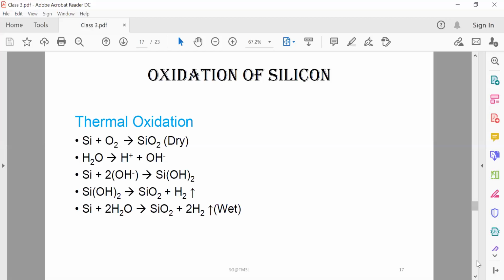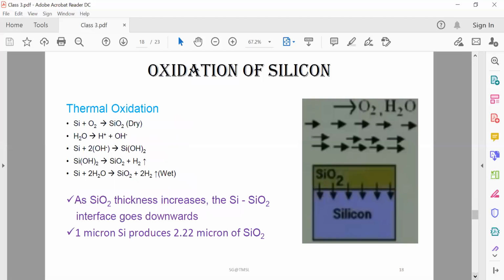Okay, now here certain things are shown. This is silicon, and this is how the oxide is formed. Either oxygen or H2 molecules are flowing over the silicon. Obviously some of the gas molecules will come in contact with silicon, and silicon dioxide will form over this silicon.